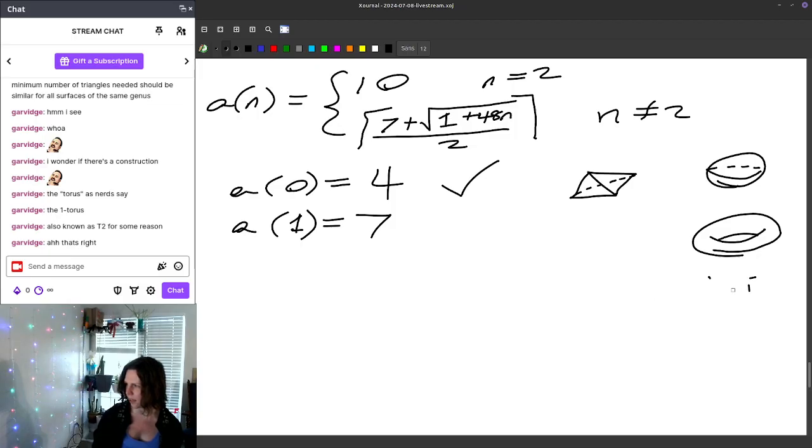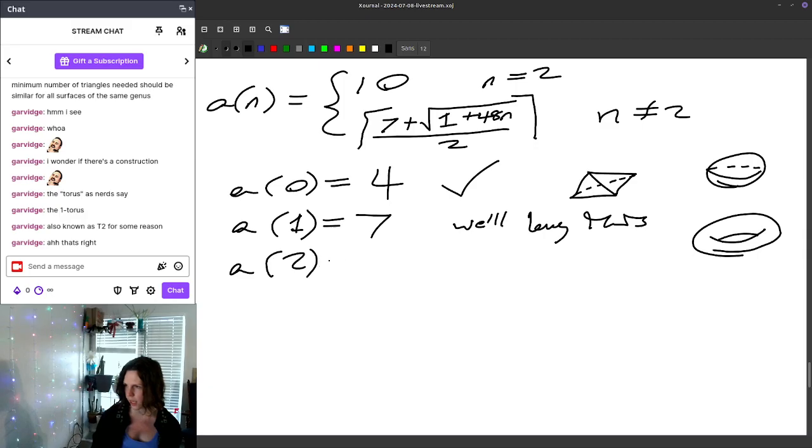Anyway, I can't really draw the triangulation here, but the claim is that there's a triangulation of the two-dimensional torus with 7 vertices, and so we'll buy this, I guess. I'll just say we'll buy this. Oh, if I can spell buy, that would be good. Okay, we'll buy this. And now, apparently A of 2 equals 10, so apparently you need 10 vertices in order to do the 2-hole donut, the one that kind of looks like a dumbbell.